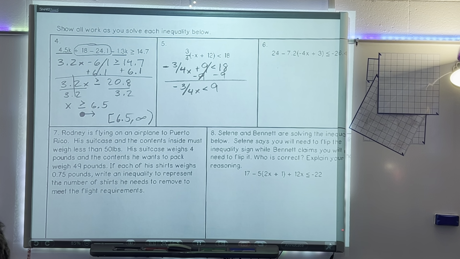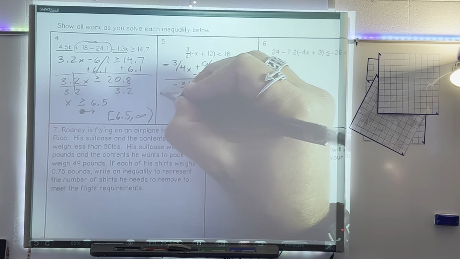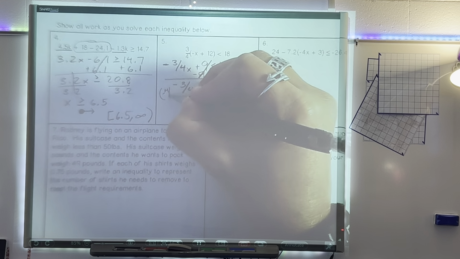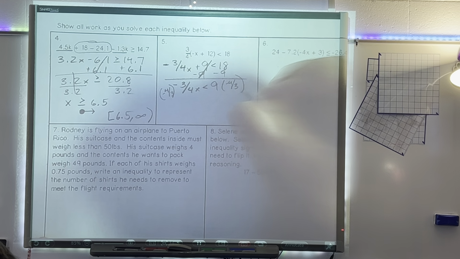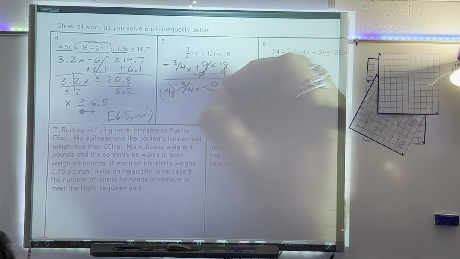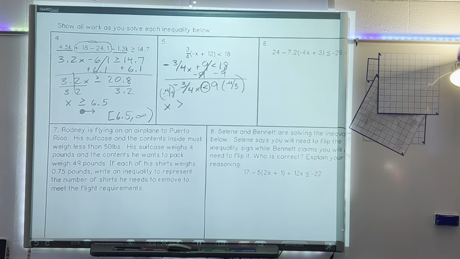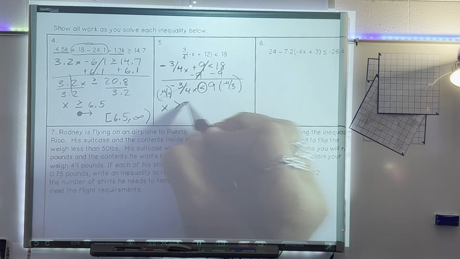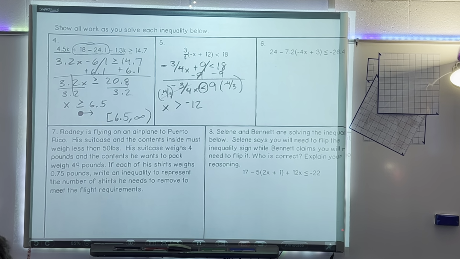Alright, now what? Multiply by the reciprocal, which would be negative 4/3. Alright, when I do that, what's gonna happen here? The sign's gonna flip. Yep, my signs are gonna flip, so now I have x is greater than negative what? 12, very good. Please watch that sign flip.